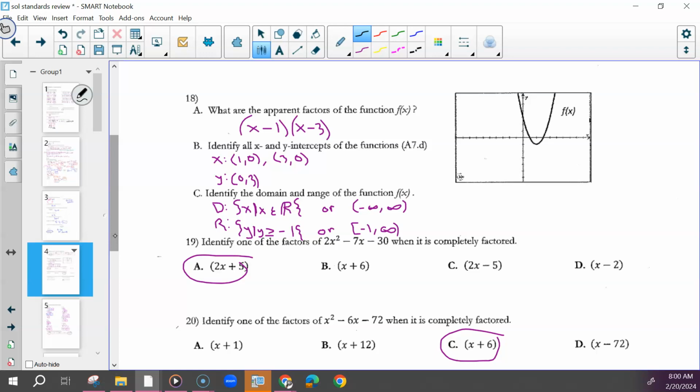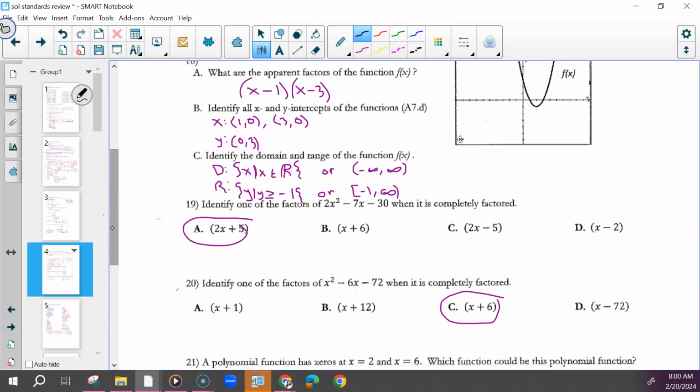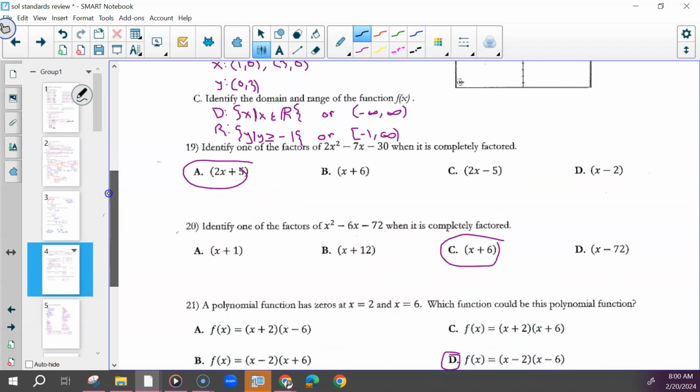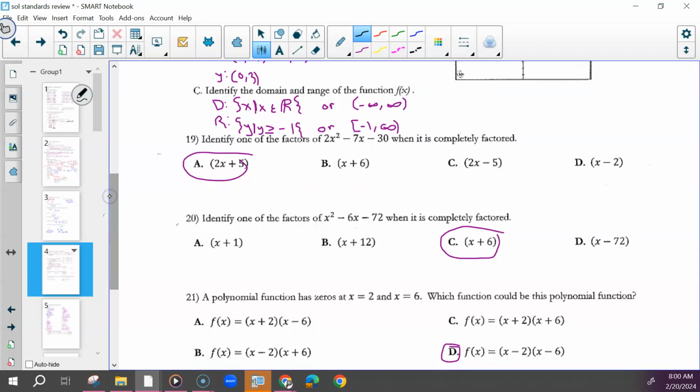Range is similar. The notation, curly brackets, y, then a line. Y is greater than or equal to negative 1. Or square bracket, negative 1 to infinity. 19 was A. 20 was C. 21 was D.